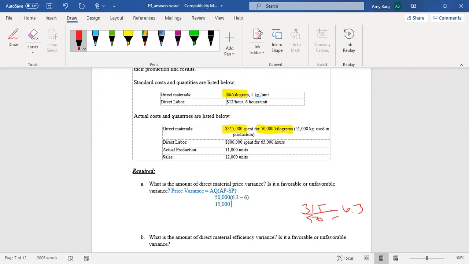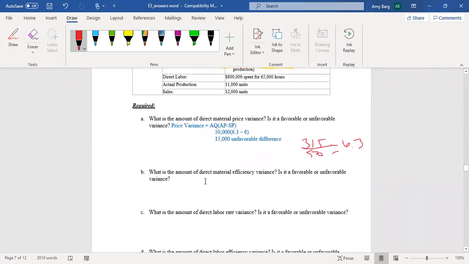Positive numbers, if you do the math this way, mean that it's an unfavorable difference. Because a positive number tells you that the actual price that you paid is more than the standard price. You paid more than you should have, and that's bad. That's unfavorable. So that's the direct materials price variance.